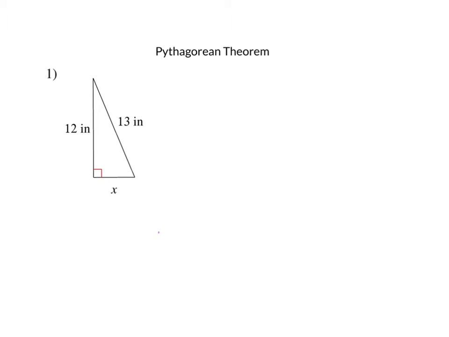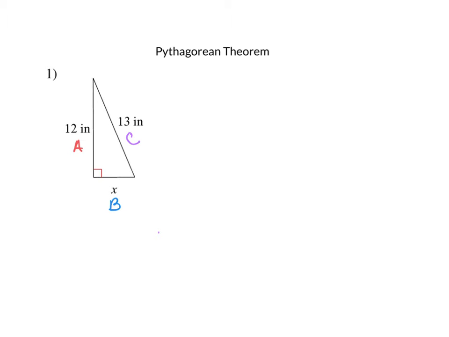Okay, scholars, today we're going to talk about the Pythagorean Theorem. We're going to start by labeling our triangle. So we know that side A is 12 inches, side B is X, and side C is 13.